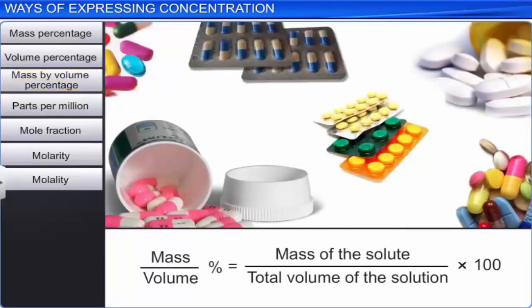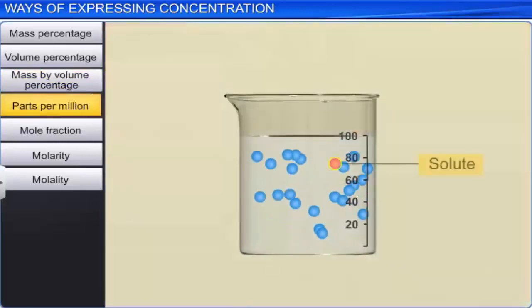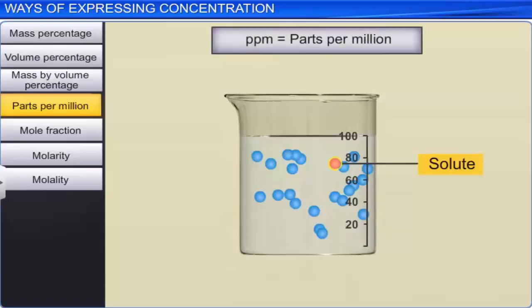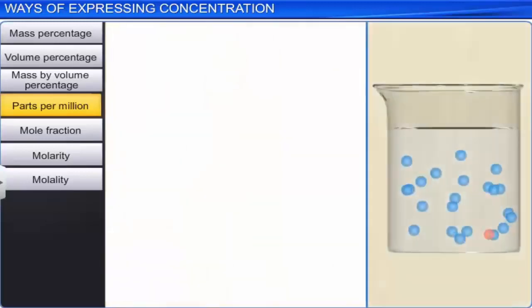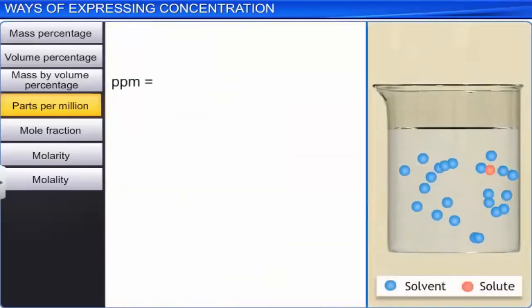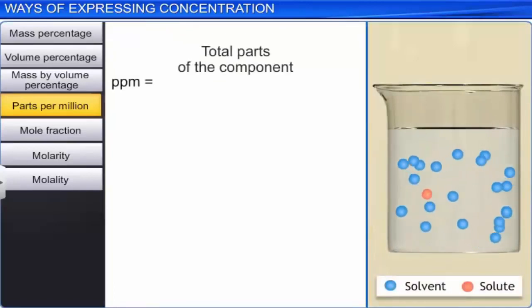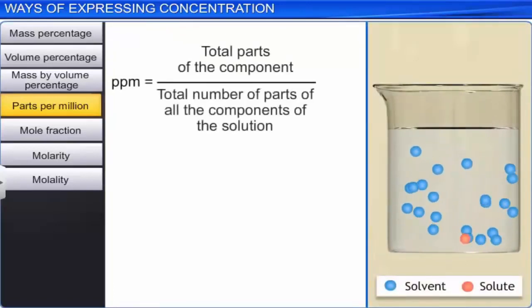When a solute present in a solution is in a very small quantity or trace amounts, then its concentration is expressed in another quantity known as parts per million, or ppm. Parts per million, or ppm, is defined as the ratio of parts of the solute to million parts of the solution. Mathematically, it is expressed as the total parts of the component divided by the total number of parts of all the components of the solution multiplied by 10 to the power 6.